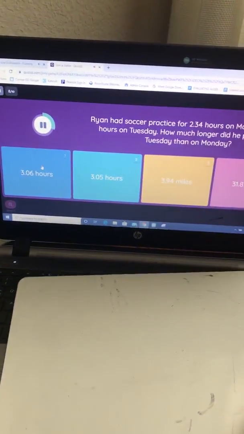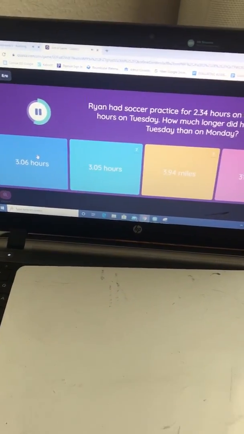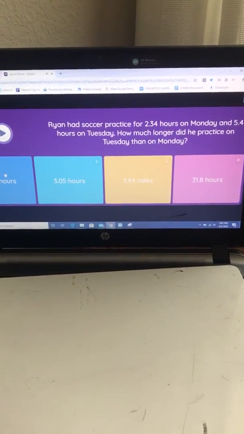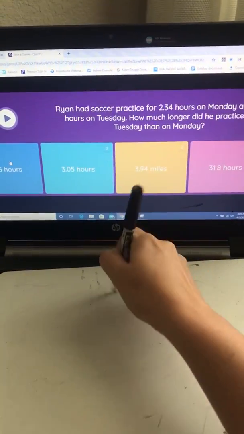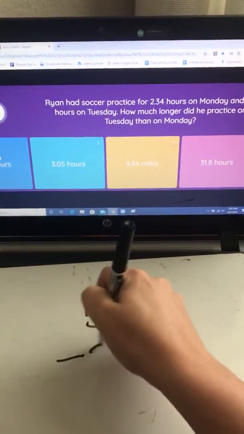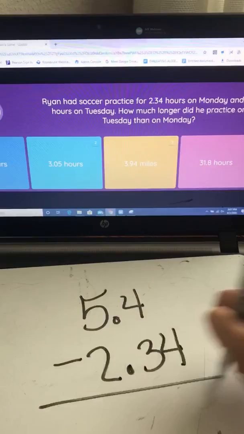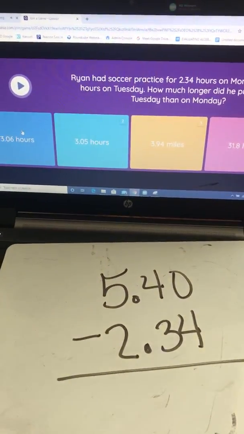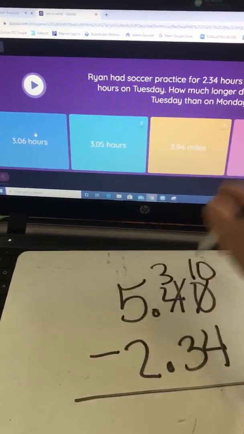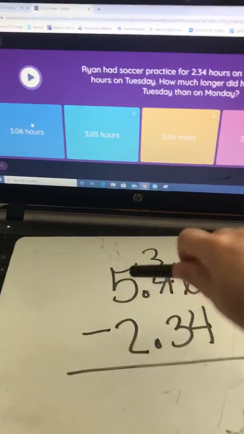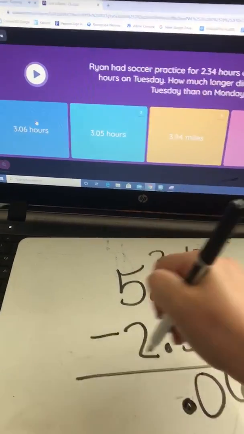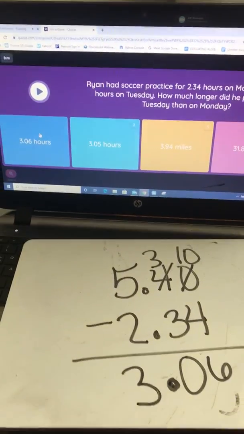Number 8, Ryan had soccer practice for 2 and 34/100ths hours on Monday and 5 and 4/10ths hours on Tuesday. How much longer did he practice on Tuesday than Monday? That tells me I'm going to subtract. So I need 5 and 4/10ths minus 2 and 34/100ths. I can't subtract until I add a 0 as a placeholder, and then it tells me I need to regroup. My 4 becomes a 3. Now I have regrouped 10. 10 minus 4 is 6. 3 minus 3 is 0. Bring down my decimal. And 5 minus 2 is 3. 3 and 6/100 hours.